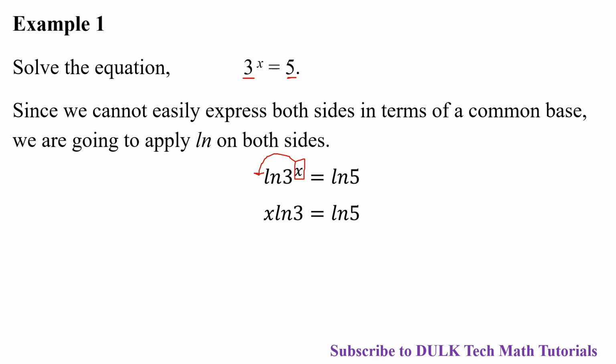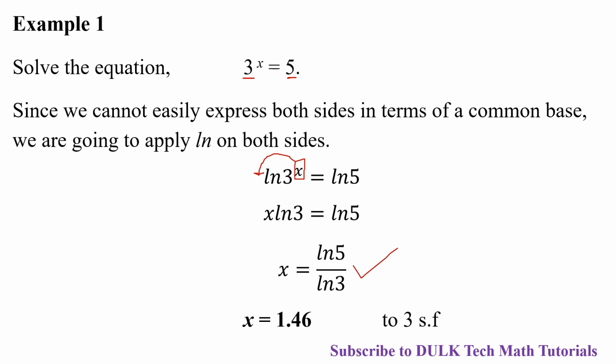Then from here, we can easily make x the subject of the formula by simply dividing both sides by ln 3. If we divide the left hand side, the ln 3's will cancel. We remain with x alone on the left hand side. On the right hand side, we have ln 5 over ln 3. If you are asked to find the exact value, this will be the exact value. But if not specified, you can use the calculator to find ln 5 over ln 3, and this simplifies to 1.46 to 3 significant figures.